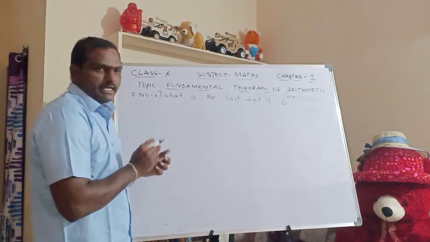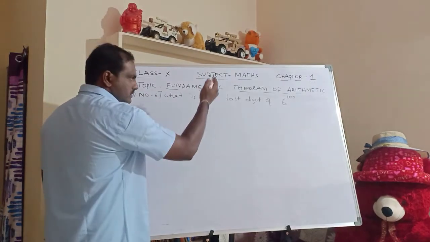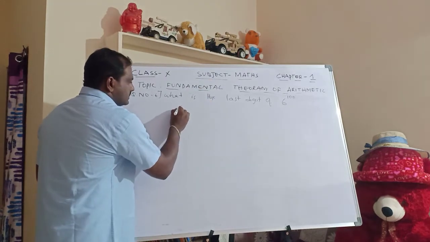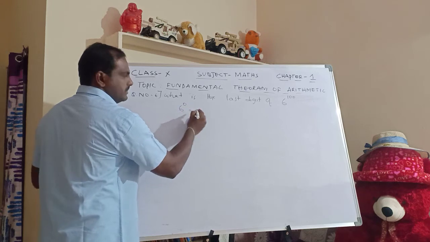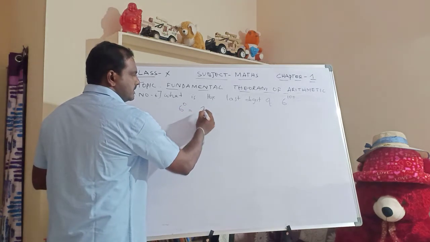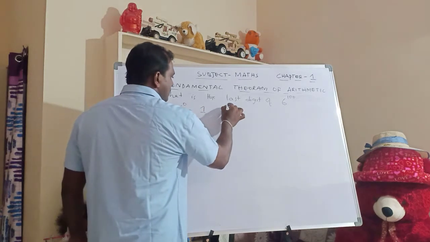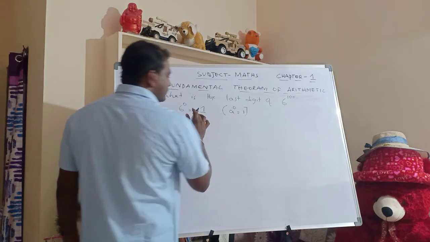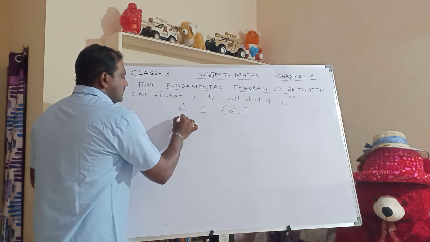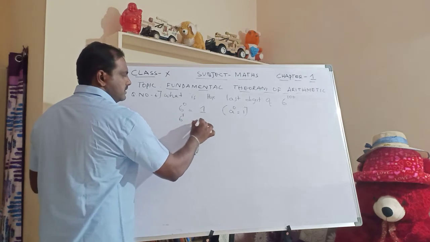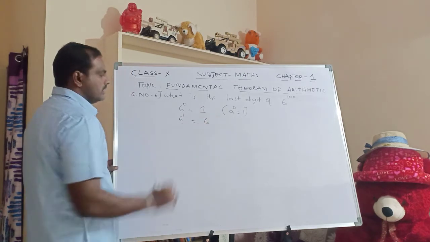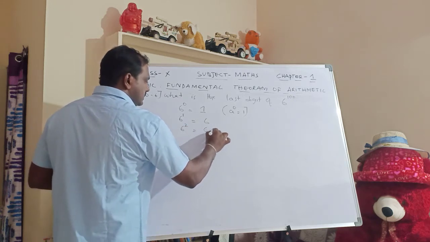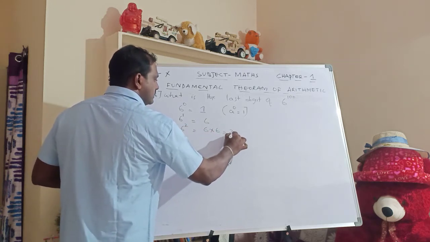Now 6 power 100. So what is 6 power 100? How to write? So first 6 power 0 means 1 is the answer, because a power 0 is equal to 1. That is the formula we have. A power 0 is equal to 1. So therefore 6 power 0 is equal to 1. 6 power 1, that is 6. 6 power 2 means, what do you understand? 6 into 6. How much was it? 36.